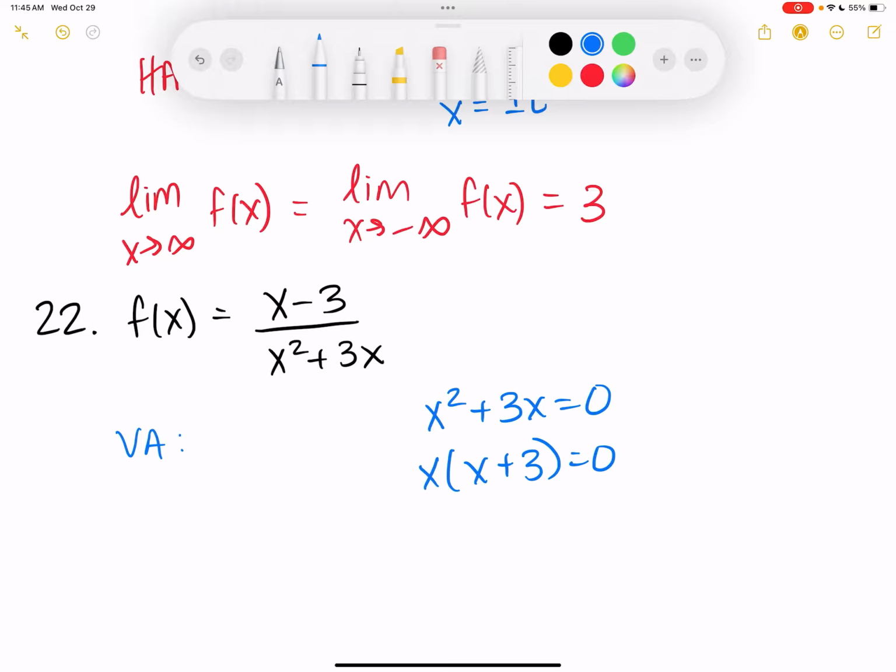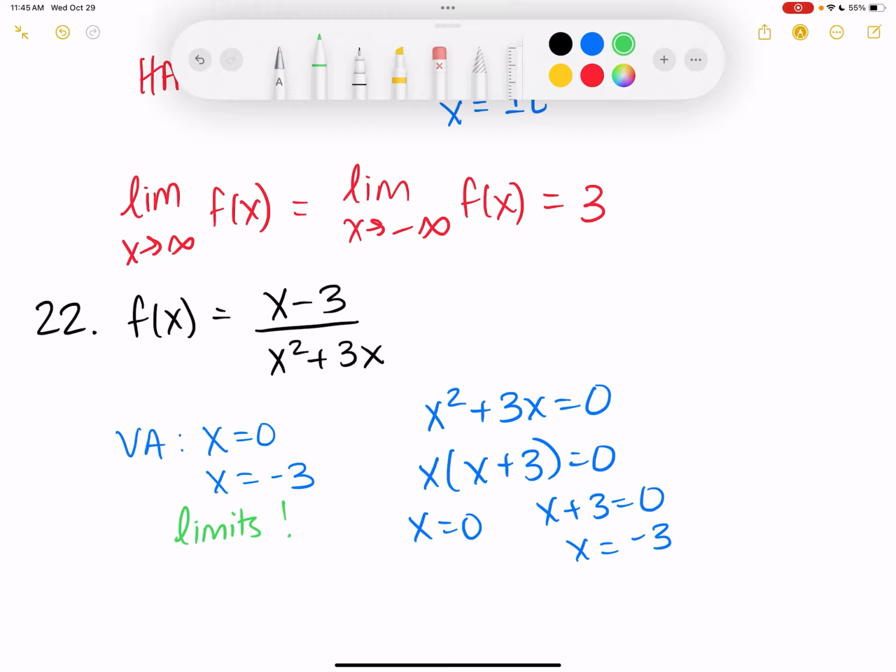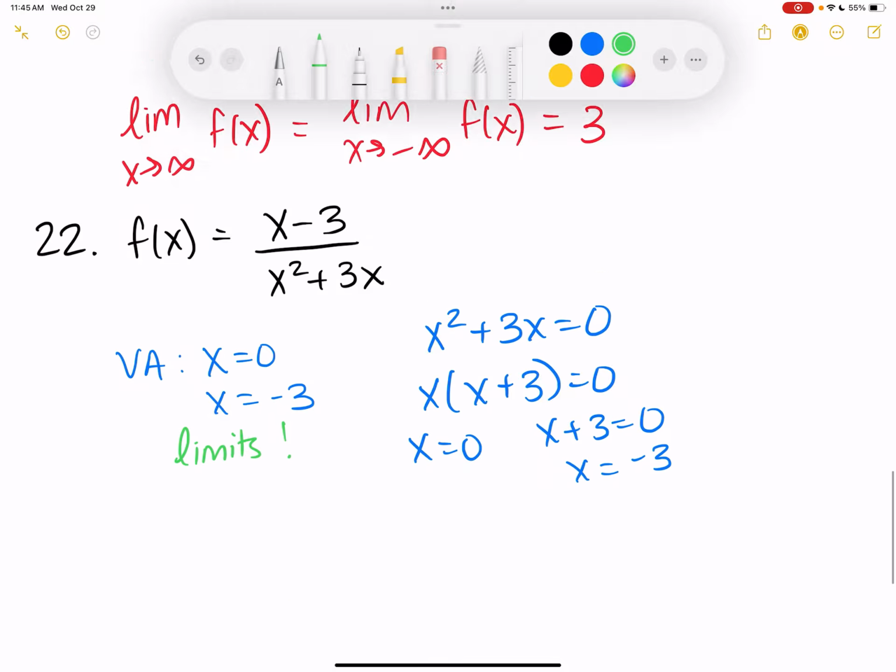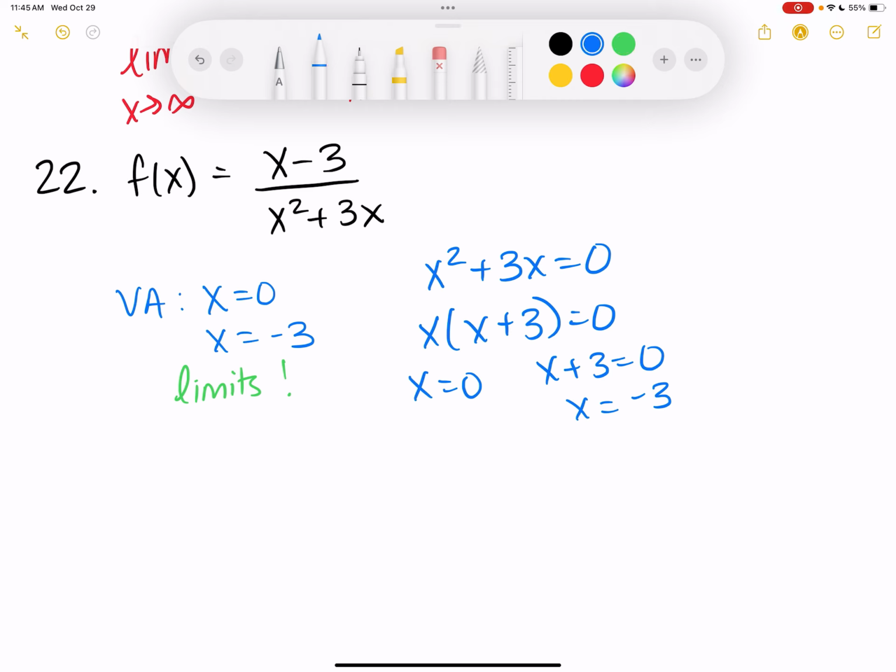Divide each side by x. Can't do that. Oh, set x equals 0 and x plus 3 equals 0. So x equals 0 and negative 3. Yep, so x equals 0, x equals negative 3. Both of those are vertical asymptotes. You would need to do the limits of these, but I'm not going to for the sake of time because we've already done several of those. I just want us to talk about the horizontal asymptotes on these ones.